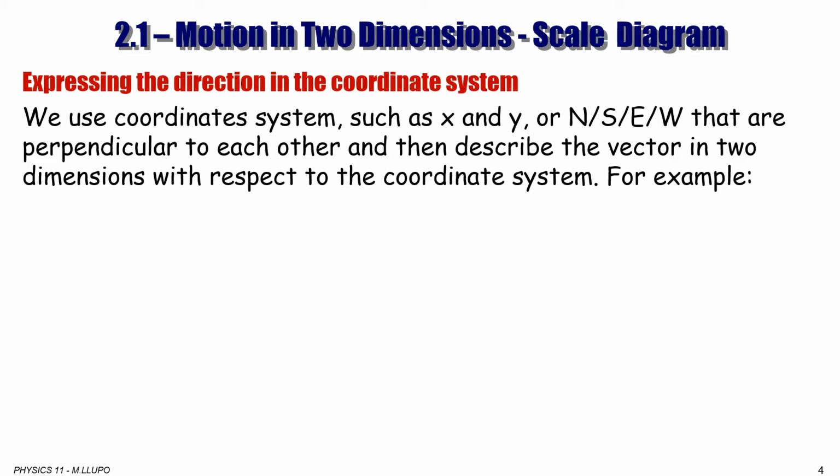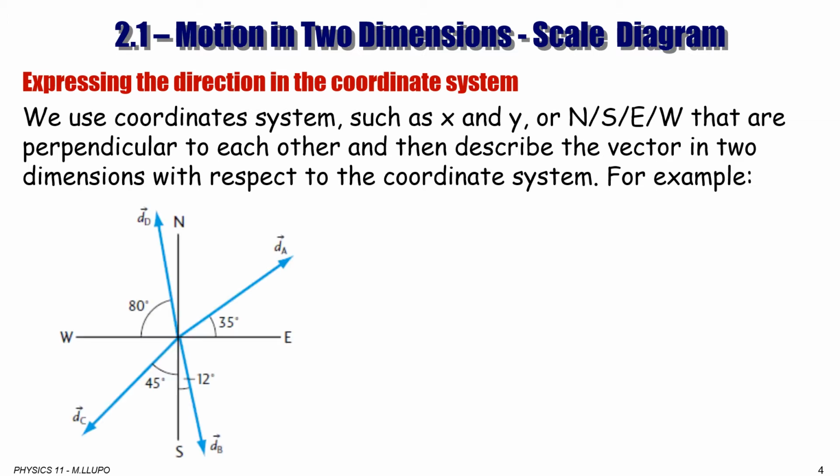So if the vector is drawn in that coordinate system, you should be able to describe the vectors in two dimensions, or resolve the vector in two dimensions. And we can express how this vector is in respect of this coordinate system. For example, here is a coordinate system, north, south, east, west. They are perpendicular to each other, and each of those quadrants has a 90-degree angle.